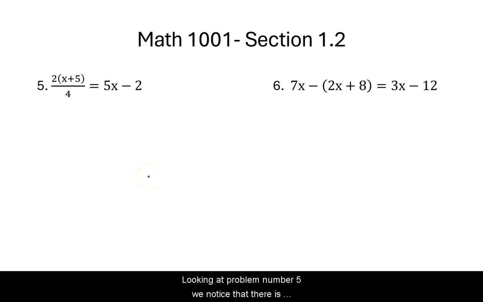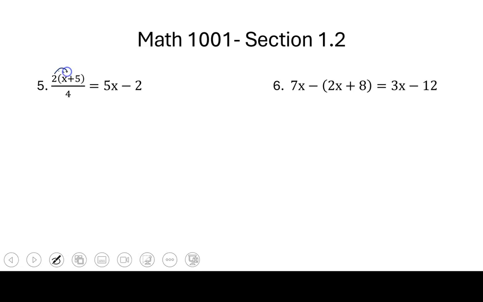Looking at problem number 5, we notice that there is a distributive property that we need to handle first. So that 2 is on the outside of the parentheses, so you need to multiply it into everything inside the parentheses. So multiply it to the x and the 10. So 2 times x is 2x. 2 times 5, multiply it to the 5. 2 times 5 is 10, so add 10.